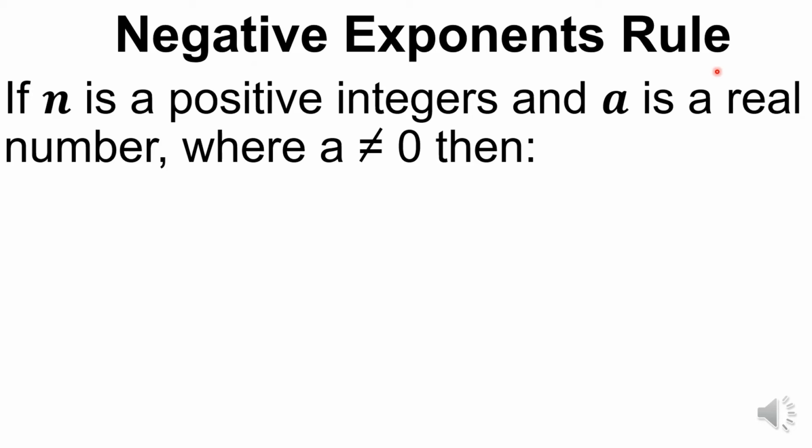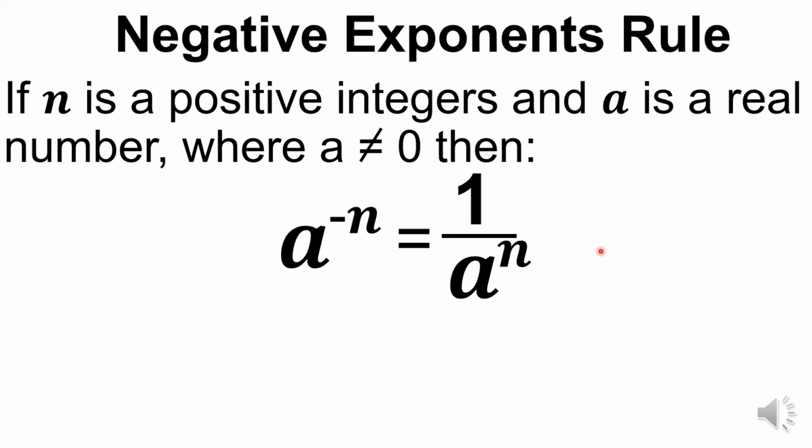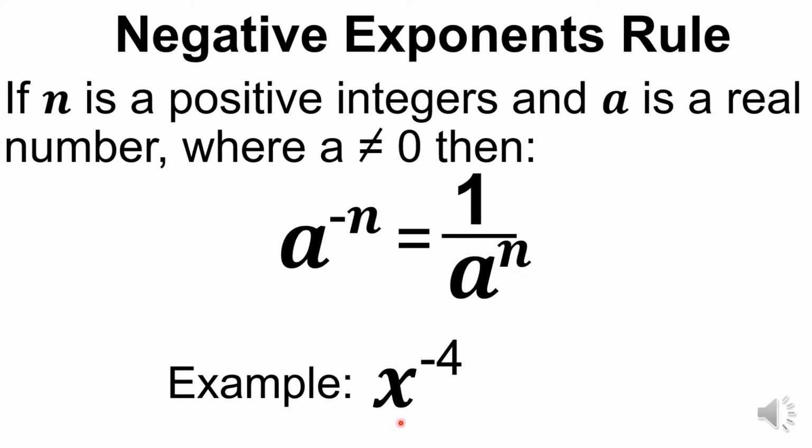Negative exponents rule. If n is a positive integer and a is a real number, where a is not equal to 0, then a to the negative power n is equal to 1 over a to the positive n. So let's have an example. x to the power of negative 4 is equal to 1 over x to the positive 4. Clear? Then let's proceed to another example.